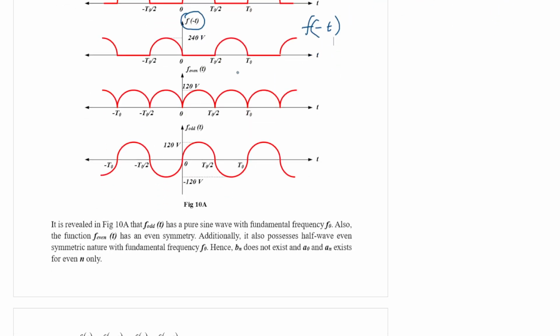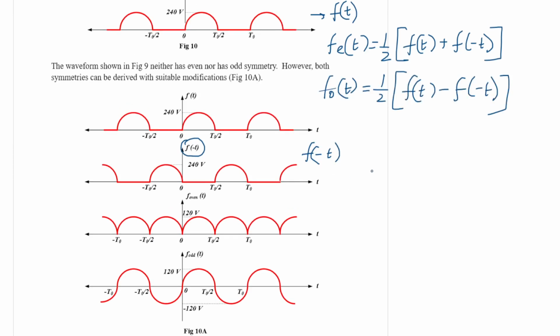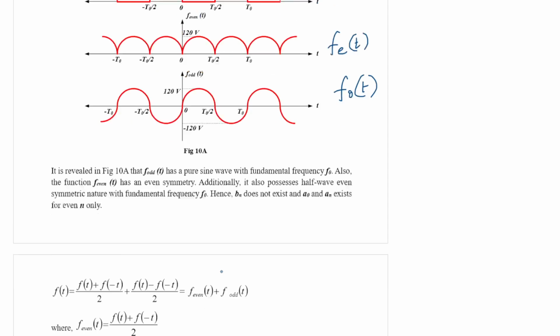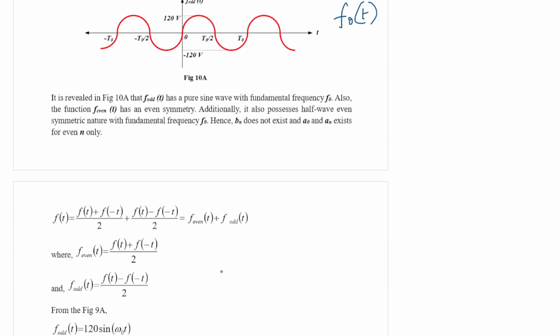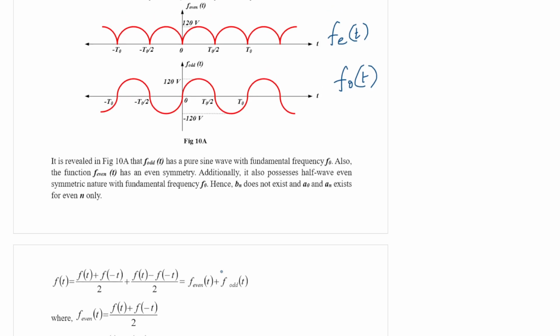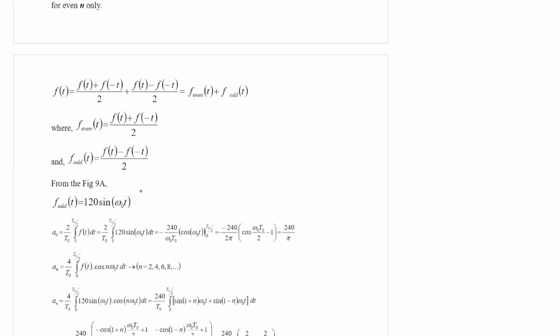And if you extract the odd part, then it will be simply a sine wave, with a magnitude of course 120 volt. So the odd part you can easily write as 120 sine omega t. That is very easy because it is a simple sine wave.